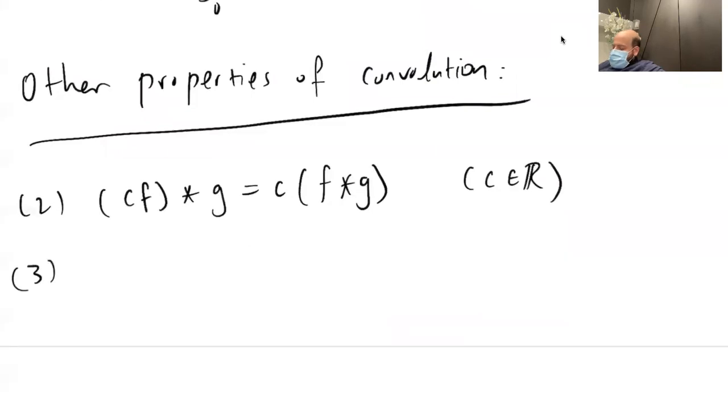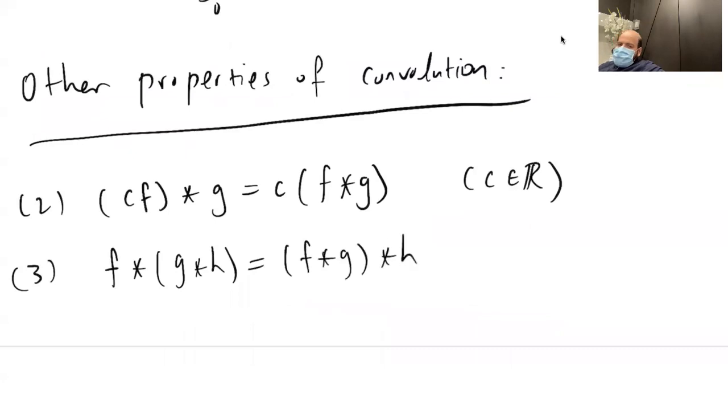And then the next property, the associative property, meaning that (F star G) star H is the same as F star (G star H). So again, similar to the standard product where we have (F times G) times H is the same as F times (G times H), here we can say (F convolution G) convolution H is the same as F convolution (G convolution H).